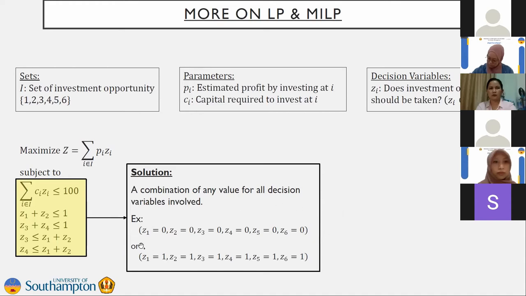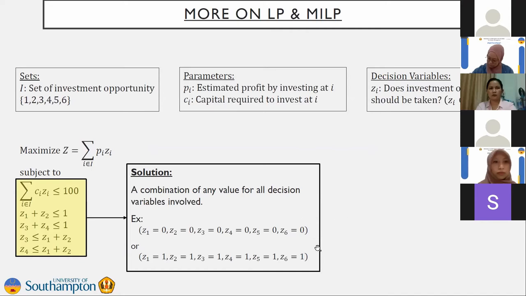So let's say that our first solution is all zero. So Z1 to Z6 is zero, meaning that all of the opportunities are not taken by the company. So nothing is taken. Or the second solution, by taking all of the opportunities, it means all of the investment opportunities are one. So this is the example for both solutions. There will be more possibilities, or it can be mixed, maybe zero or one, but it just wants to highlight that this is a solution. This is a combination of any value of all decision variables. And then from this, we can classify it. So before that, we want to investigate.